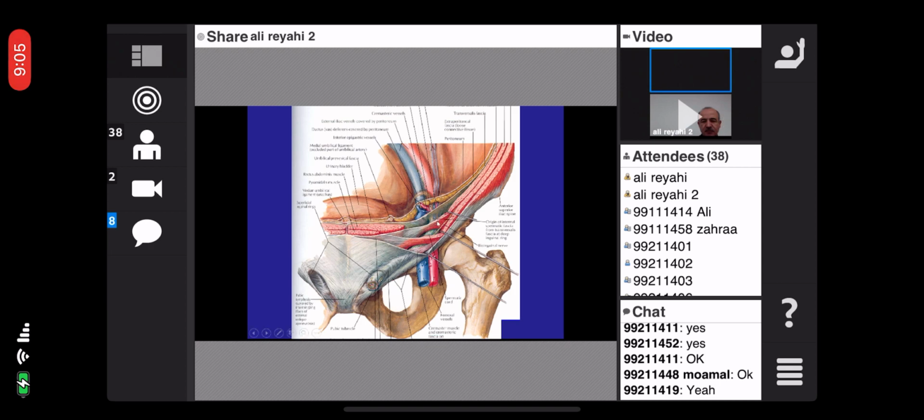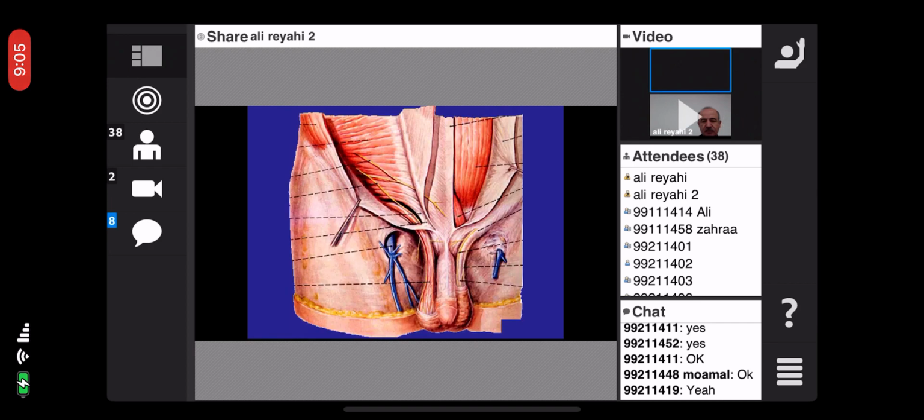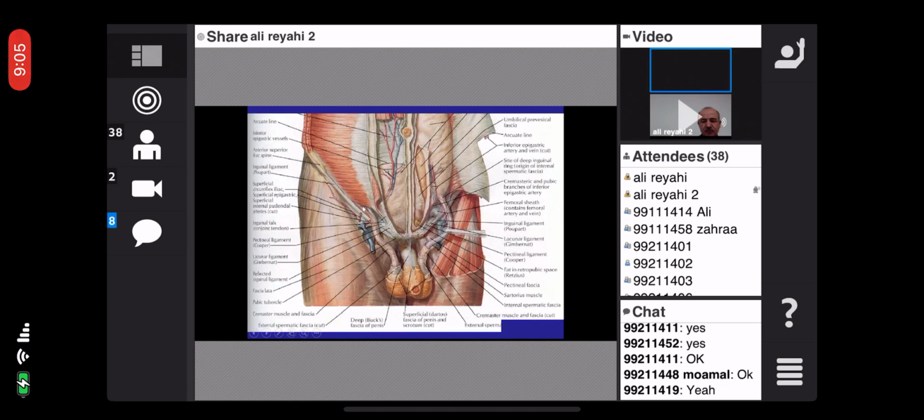It's called the ileoinguinal nerve, and it enters the spermatic cord of the scrotum. And look at here, this is the ileoinguinal nerve that reaches the skin of the scrotum. Again, the cremasteric fascia, and here you can see the internal spermatic fascia, okay?